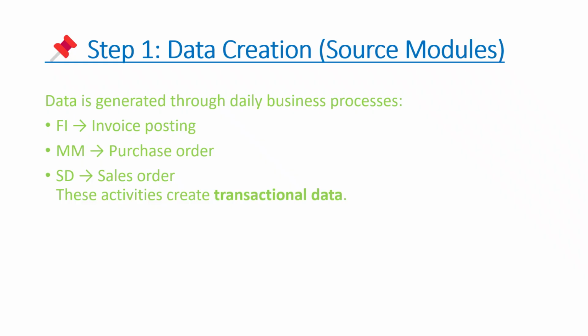The journey begins when data is created through real business activities. This could be posting an invoice in FI, creating a purchase order in MM, or confirming a sales order in SD. These everyday actions are what produce transaction data, the most active and frequently changing data inside SAP.